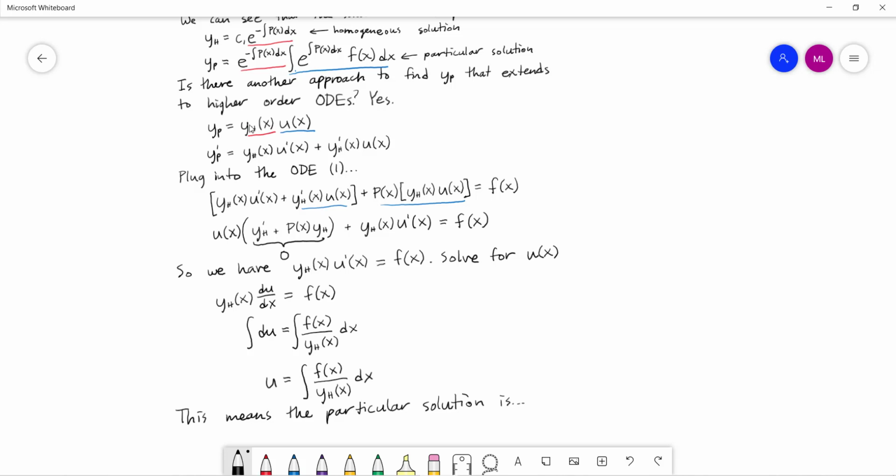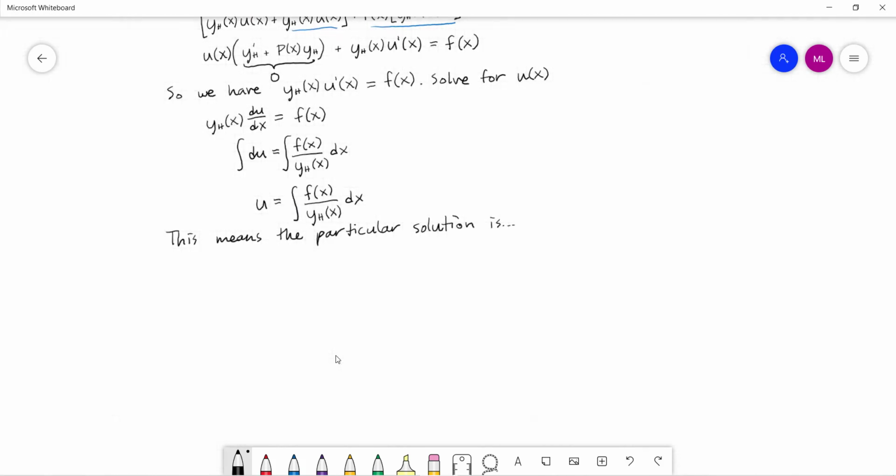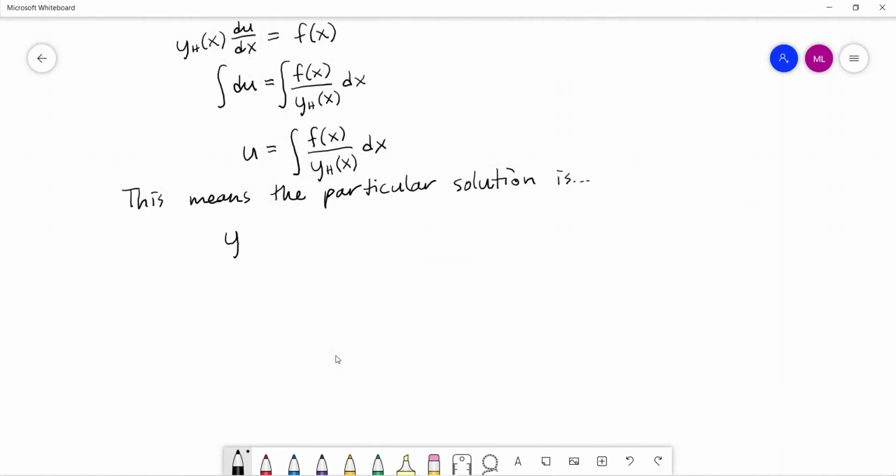We just take the original homogeneous equation and multiply by u of x. Well, here's the u of x that we just solved for. So the particular solution is going to be y homogeneous times this. So y particular is y homogeneous of x times the integral of f of x over y homogeneous of x dx. That's what it winds up looking like.